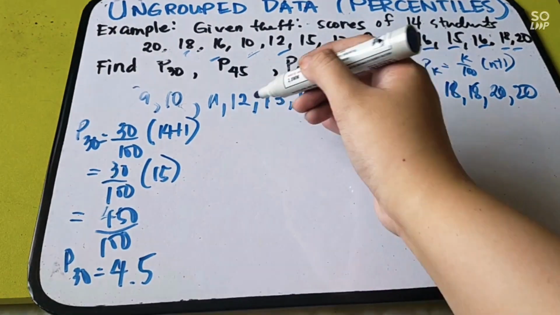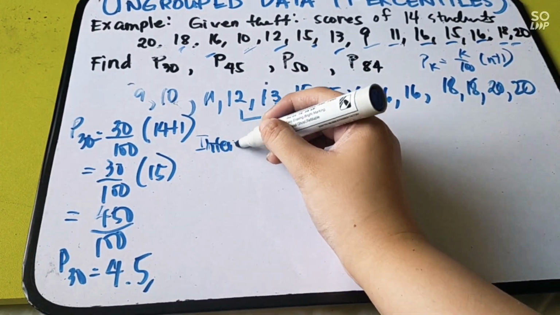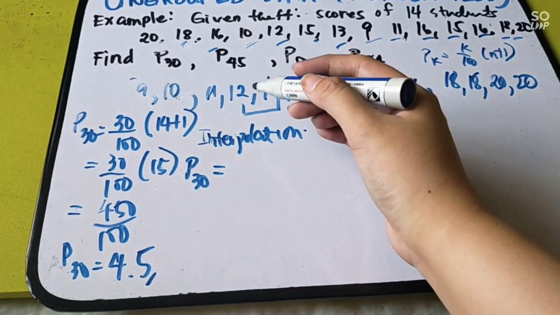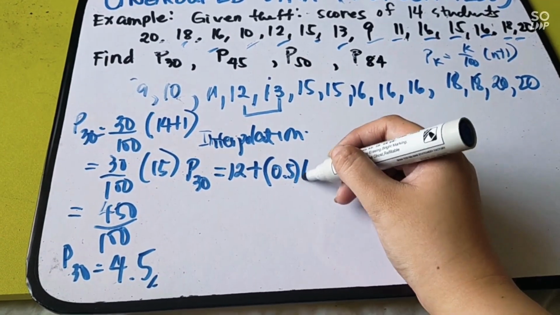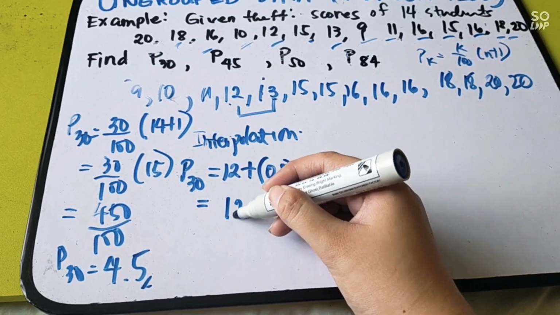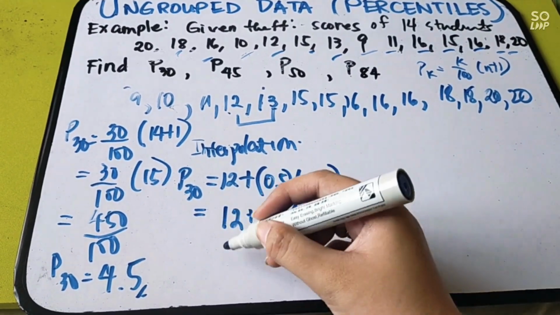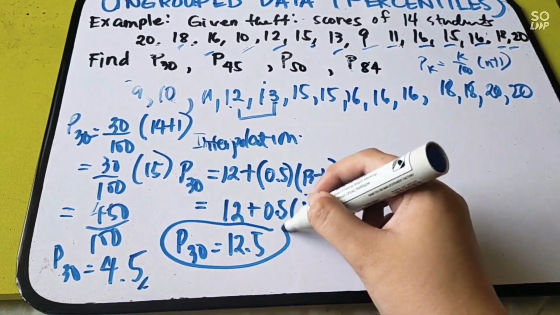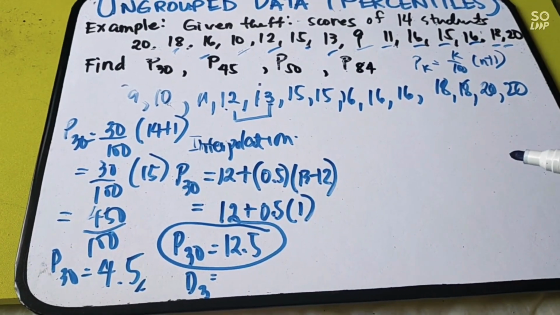1, 2, 3, 4. So, ito yun. Since may decimal, interpolation ulit ang gagamitin natin. So, interpolation. We have P sub 30 is equal to, yung pang 4th rank natin, we have here 12, plus yung ating decimal, that is 0.5, then multiply natin sa 13 minus 12. So, we have 12 plus 0.5 times 13 minus 12, that is 1. So, 12 plus 0.5, the 30th percentile is 12.5. Okay? So, sa 30th percentile, equal din ito kay D sub 3, third decile, diba?